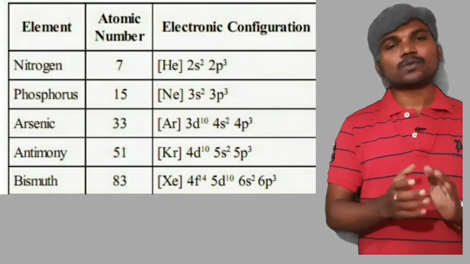So the valency of these elements: some of the elements will exhibit 3 and some will exhibit 5 also. Nitrogen can show only trivalency, while the remaining elements will show up to pentavalency. Why? Because in the case of nitrogen, d orbitals are not available. Due to lack of d orbitals, nitrogen will not extend its valency up to 5. But phosphorus, arsenic, antimony and bismuth will show valency 5, because in these elements d orbitals are available.